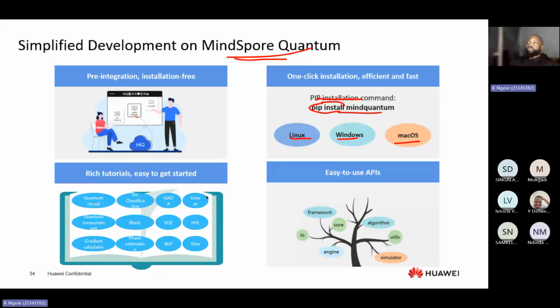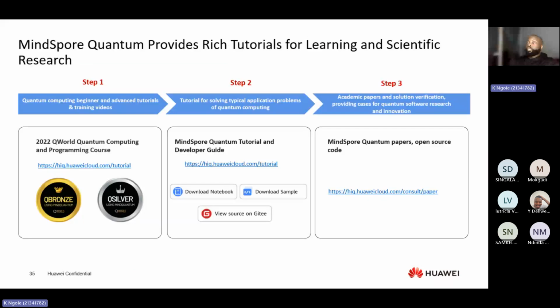Then you need to understand there are many places where you can get tutorials on quantum circuits, quantum measurements, and all this information about quantum computers. You also have many APIs that will help you navigate this framework and get access to certain algorithms that you will use in your scenario as well.